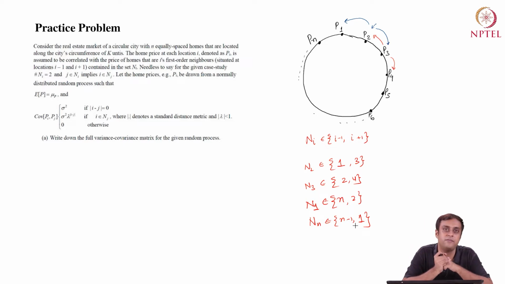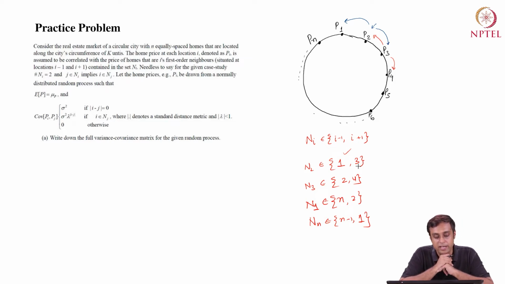It's a very efficient mathematical notation, I would say. Needless to say, for the given case study, the number of elements in each set Ni is 2, which is correct. We have i minus 1 and i plus 1, so we have 2 elements in Ni, which is fine. And if j is in Ni, then i must be in Nj. That is, if j is in the neighborhood set of i, then i must be in the neighborhood set of j, which is also correct if we look at the examples that we have written out here.